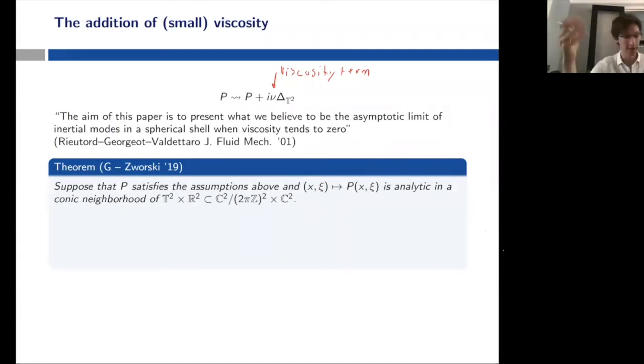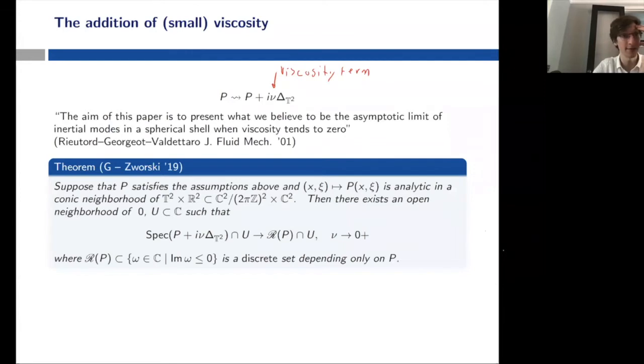Okay, and so as before, we assume that P is a zeroth order pseudodifferential operator, self-adjoint, with this type of Morse-Smale structure. I mean, we can weaken that slightly. We just need it to have source-sink structure, but it should have some hyperbolic structure with respect to the source and sink at fiber infinity. And we're going to have to ask that P be analytic near the cotangent bundle of the torus. And then what happens? There's a neighborhood of 0 so that the spectrum of this operator with viscosity converges to some discrete set.